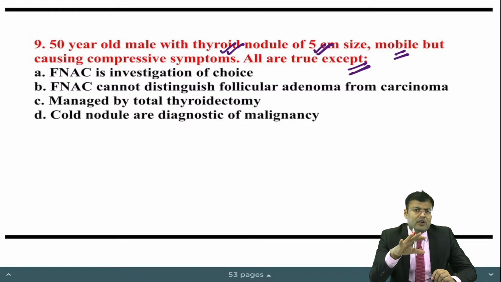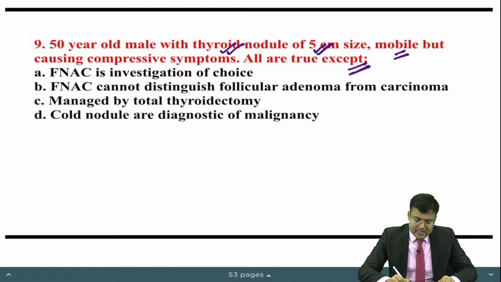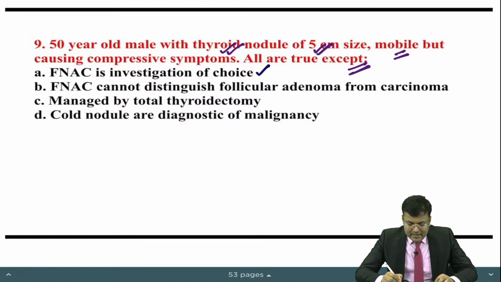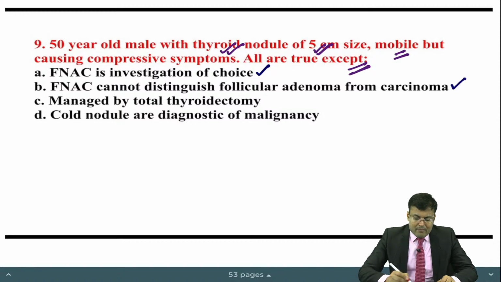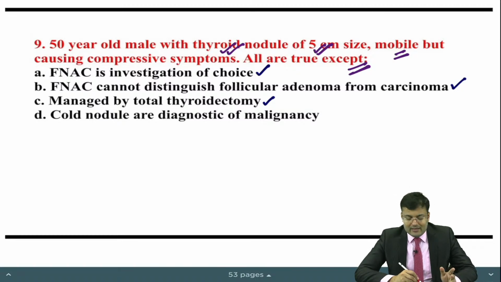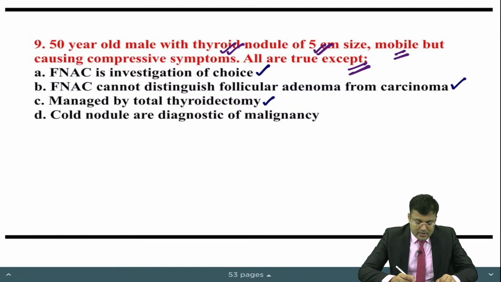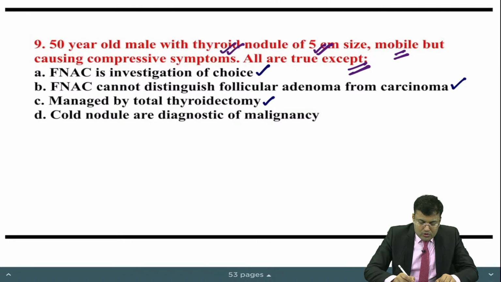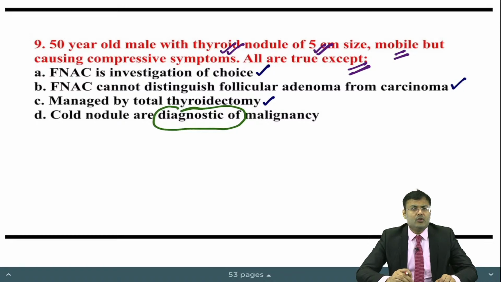1. Follicular adenoma and follicular carcinoma, you cannot differentiate. 2. Riedl's thyroiditis, there is fibrosis, so FNAC cannot diagnose. And third is thyroid lymphoma. This is correct. FNAC cannot distinguish follicular adenoma from follicular carcinoma. That is correct. Managed by total thyroidectomy, yes, it can be managed by total thyroidectomy if it's malignant and there are compressive symptoms. See the last option, cold nodule diagnostic of malignancy. No, cold nodules are not diagnostic of malignancy.